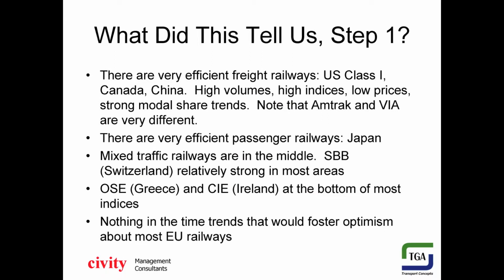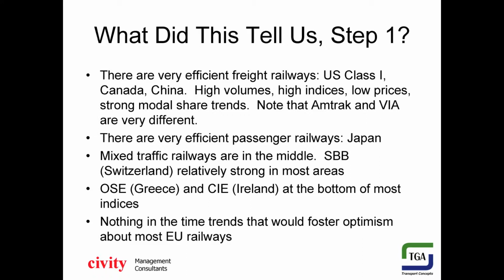So what did we learn? Step 1, phase 1. There are some really efficient, quote, railways in the world. The U.S. Class 1 freight railways, Canada, China. Very high volumes, very high productivity indices, low prices, very good modal shares.